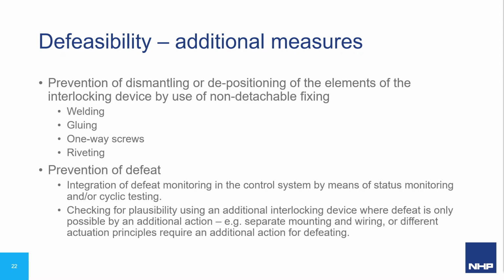And lastly, checking for plausibility. This requires the use of two different actuation modes, which require multiple separate actions to defeat the system. For example, using two different types of interlock switches, which are located in different areas, such as direct and indirect mechanical operation switches on different ends of the guard, as we saw earlier with the limit switches.